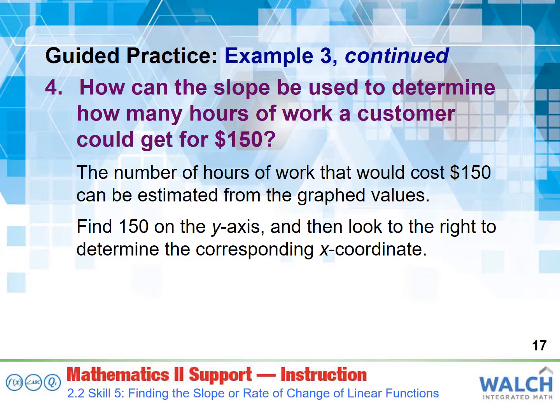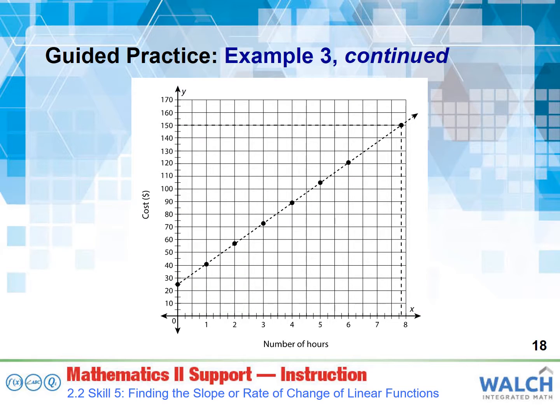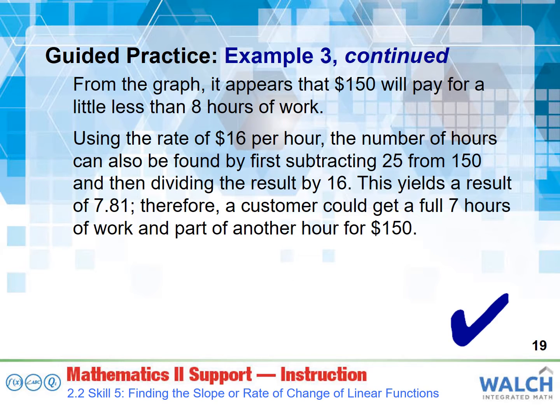So last, how can the slope be used to determine how many hours of work a customer could get for $150? The number of hours of work that would cost $150 can be estimated from the graphed values. So you would find 150 on the y-axis and then look to the right to determine the corresponding x-coordinate. Let's do that. So we would go up to 150 right here, and we would go all the way over to see if we extended our line, where would it hit? And then we'd go down and look. It's about 7 and 3/4 hours of work. So it's a little less than 8 hours.